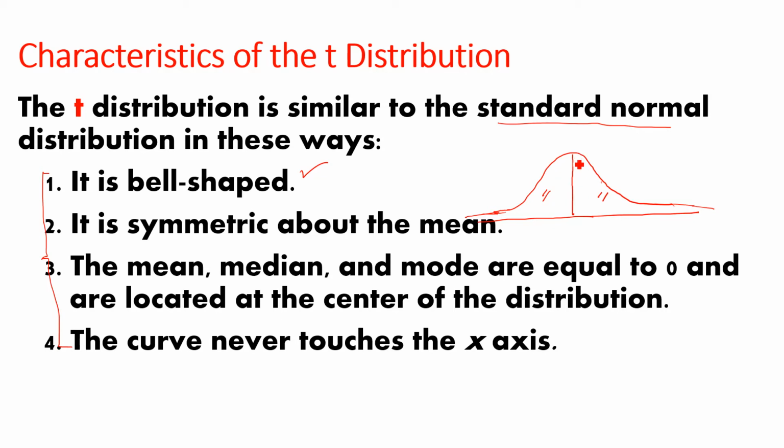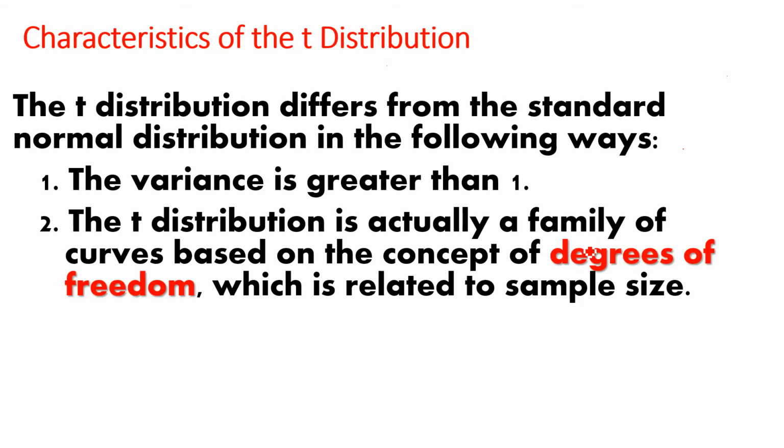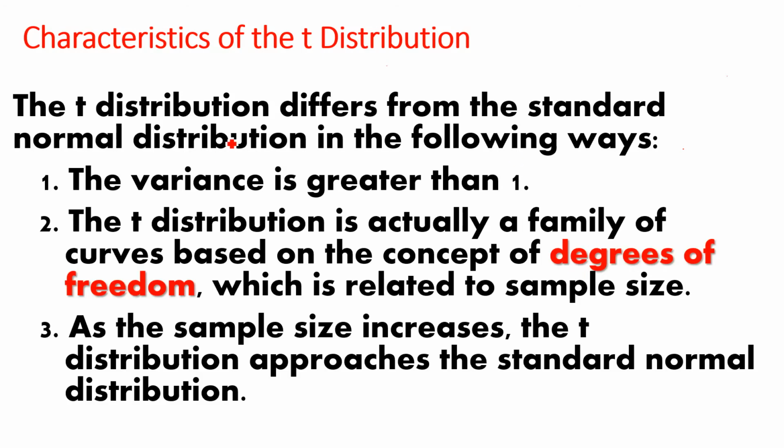Right, so the important point is that the mean, median, mode lie at the center. Same amount of data on both sides, and the curve never touches the x-axis. Now there are a few points. The T distribution differs from the standard normal distribution in the following ways, and these are the points. I will explain all these points to you. The first one is that the variance is greater than 1. The second is that the T distribution is actually a family of curves based on the concept of degrees of freedom, which is related to sample size.